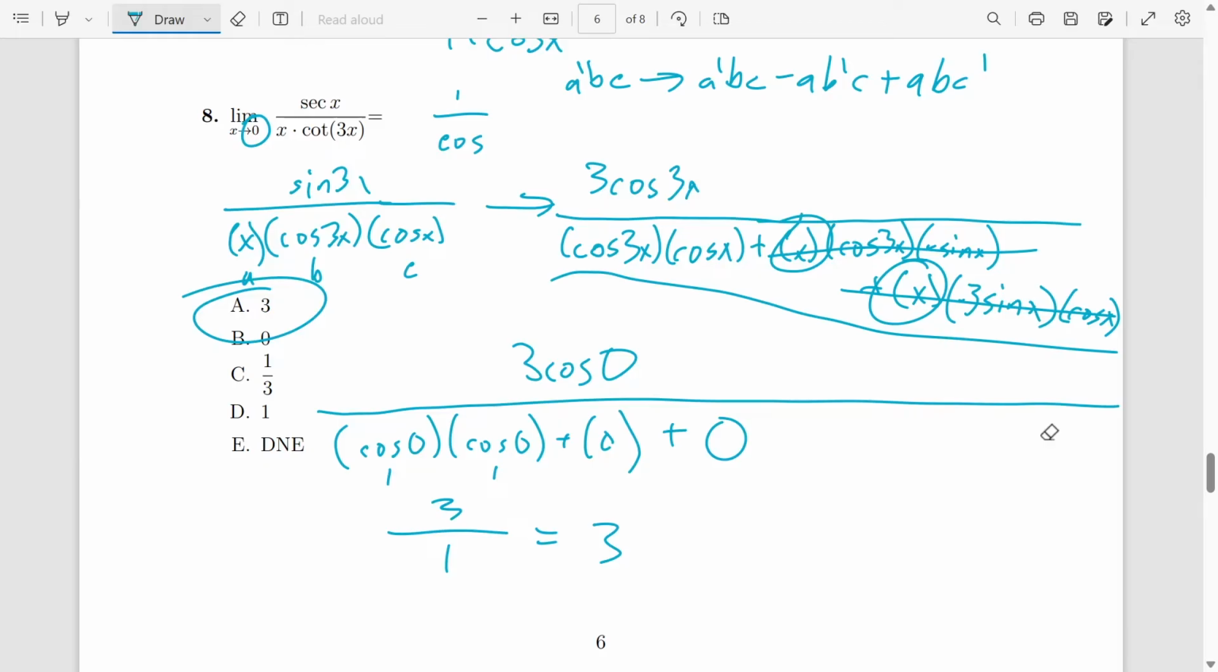So, and then again, thinking back to the beginning, if you don't like secants and cosines and cosecants like me, just rewrite them as 1 over sine, 1 over cosine, 1 over tangent, things like that. It makes it a lot easier, at least for me.